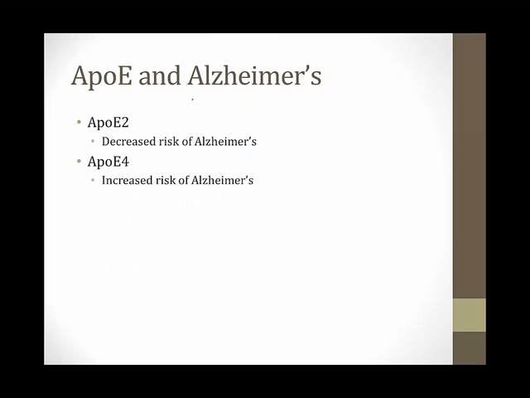A word on ApoE and the risk of developing Alzheimer's disease. If you happen to have the ApoE2 allele, there are data that you are at decreased risk for the development of Alzheimer's. On the other hand, if you happen to have the ApoE4 subtype, there are data that you are at increased risk of Alzheimer's. I talk about this in more detail in the neurology modules on dementia, but I just want to review this here while we're talking about ApoE2 and lipoproteins.